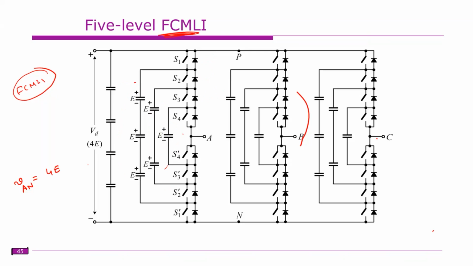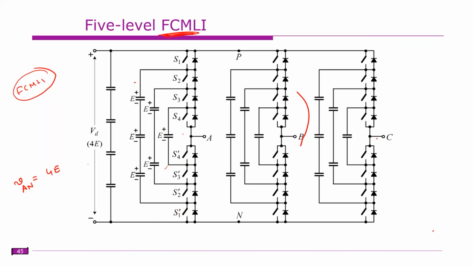For 0 voltage, all the upper switches are off, so all are off, right? That means only the bottom is connected, so you get 0 voltage. That's straightforward, right? For 2E voltage, we can also achieve that.